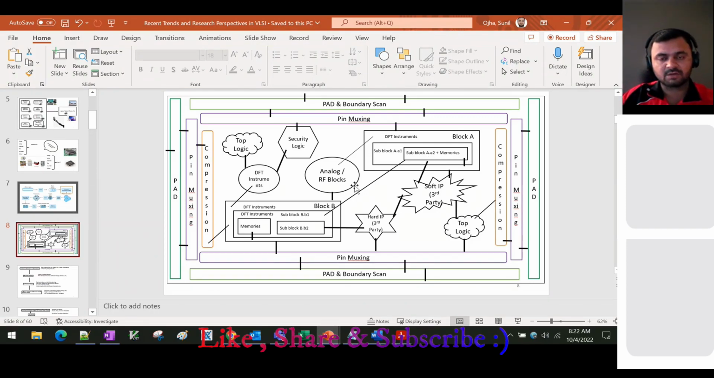If you see the power formula, P is equal to half CV squared F. So basically you have to play around with those, how to optimize the design with respect to power, with respect to area, with respect to frequency. That is what the industry is doing.